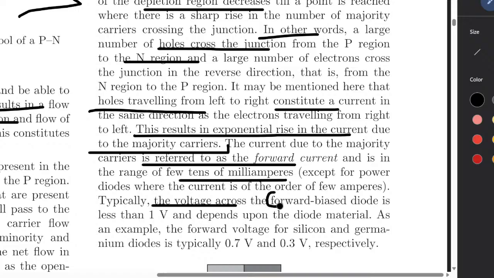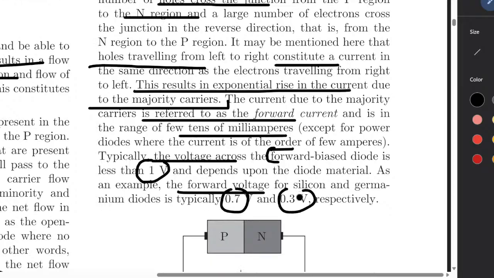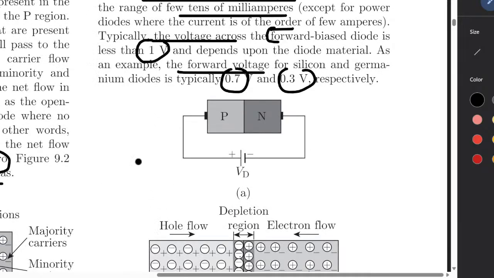Typically, the forward bias voltage across the diode is less than 1 volt, and depends upon the diode material. For example, the forward voltage in silicon and germanium is typically 0.7 and 0.3 volt. So in silicon it is 0.7 volt, and in germanium 0.3 volt.